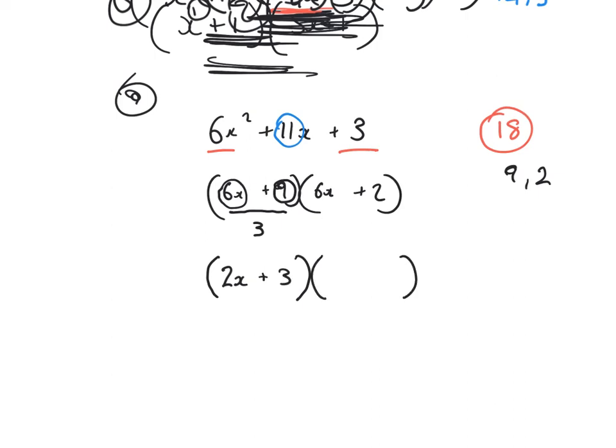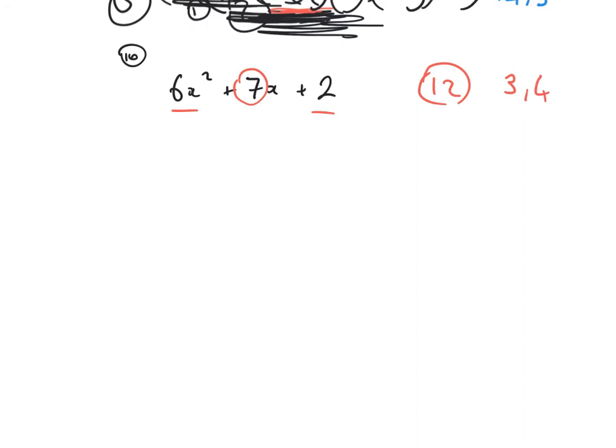Second bracket. Can I take out a common factor from 6x plus 2? Yeah, I can. Factors of 6: 1, 2, 3, 6. Factors of 2: 1, 2. So I can take out a common factor of 2. 2 into 6x goes 3x, and 2 into 2 goes 1. Final answer: (2x plus 3)(3x plus 1).